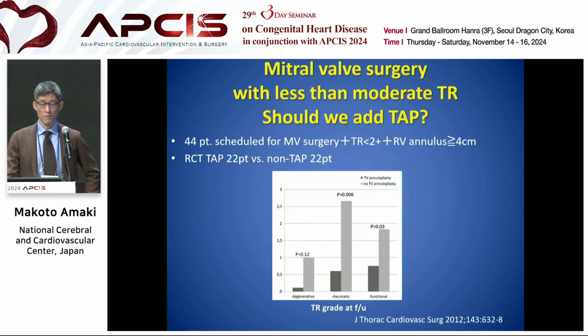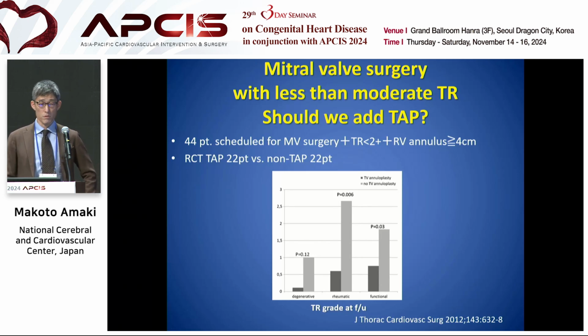And look at the follow-up after 1 year, and see how the TR worsened. Obviously, patients who had the annuloplasty remained less than mild, shown in the dark gray. But notice that in the gray, the TR worsened after a year with no annuloplasty, and all these patients were less than moderate at the beginning. So especially in rheumatic heart disease patients, it exacerbates after a period.